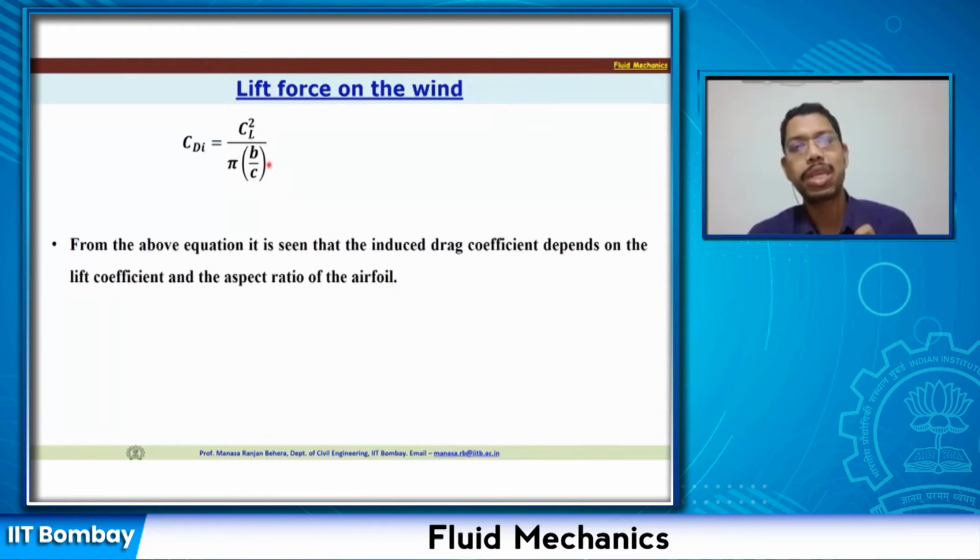So aspect ratio is nothing but your b by c, the span divided by the chord length. Okay, so this is the aspect ratio of the airfoil. All right, now you can also see that the CDi, the induced drag coefficient, is also varying in terms of square of the lift coefficient.